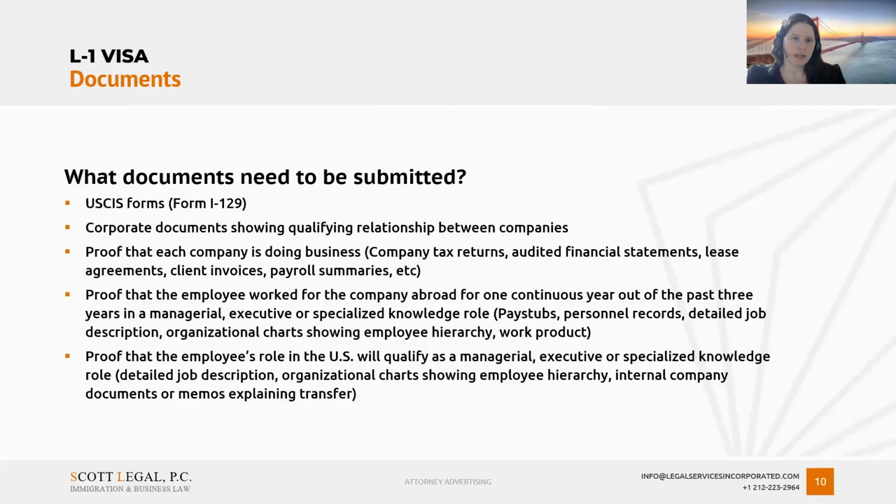So you're going to provide documentation showing that the petitioner and the beneficiary meet each of the L requirements. So corporate documents showing there's a qualifying relationship between the companies, and proof that each company is doing business, things like tax returns, financial statements, commercial lease agreements, payroll summaries, W-2s, invoices, or proof of sales. Then you move to the employee requirement.